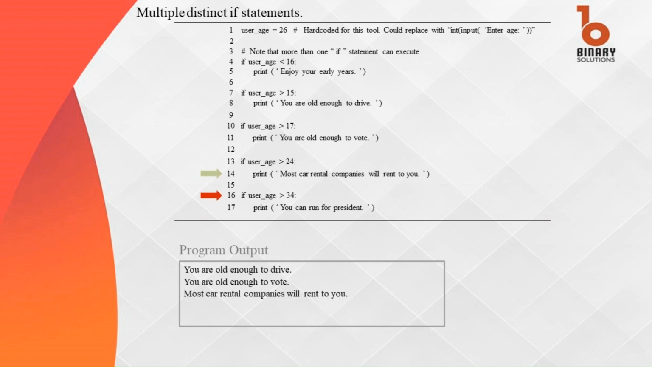Finally, the fifth if statement, which checks if the user is older than 34, evaluates to false for 26, so it does not print the message about running for president. The result is that three messages are printed, reflecting the true conditions: driving, voting, and renting a car. This demonstrates how multiple independent if statements can be used to check several conditions and execute multiple blocks of code simultaneously when those conditions are met.